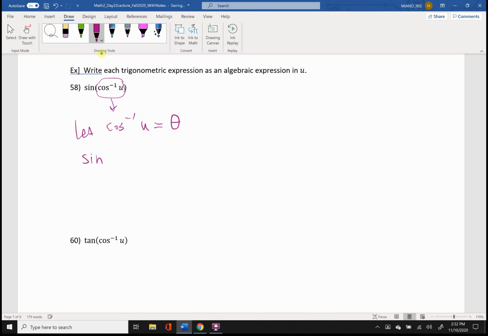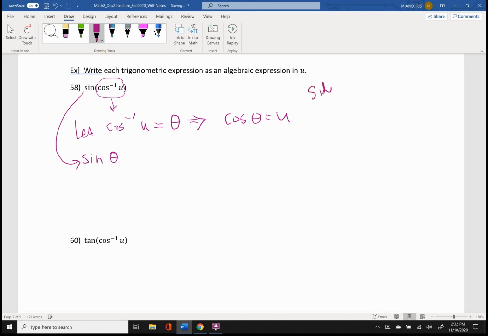So then sine of theta is what we're looking at, and that'll just be a rewriting of this here, okay? But what do we get to glean from this? Well, if cosine inverse of u equals theta, then that means cosine of theta is equal to u. Okay, so let's manipulate this sine theta in such a way that we're going to have a cosine theta pop out of it. Think of your Pythagorean identities and just go nuts with this.